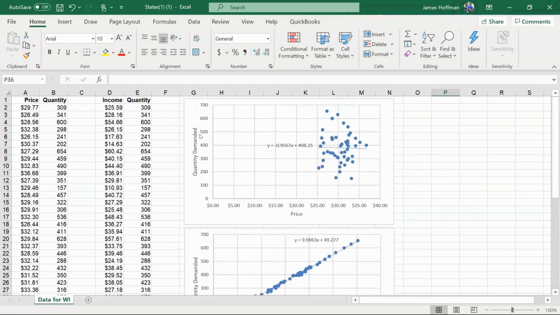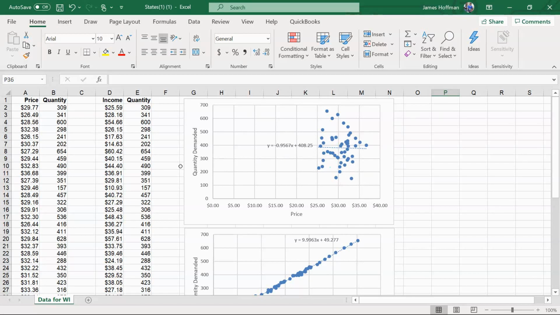Okay, so there's your two graphs with the equations and the trend lines, and all you have to do now is just put these trend lines with the equations in the graphs on a separate Word file or a PDF, and interpret the equation, and you're done.